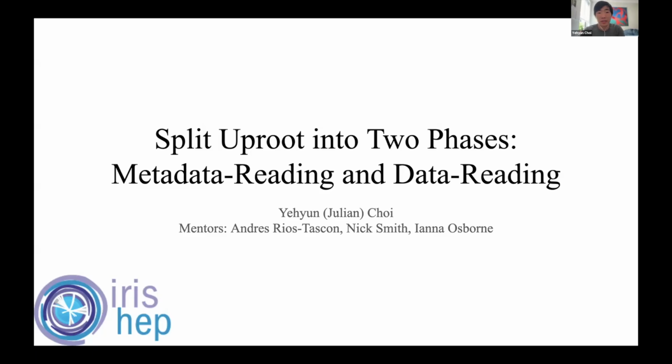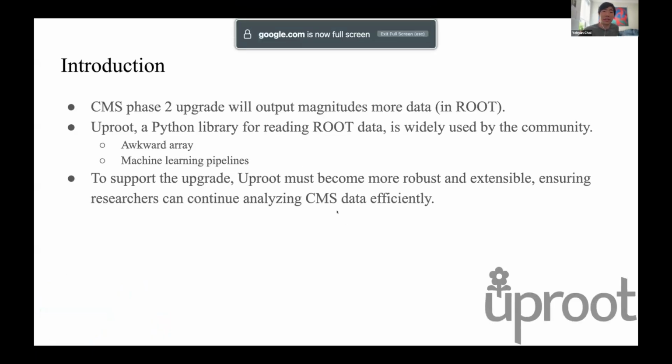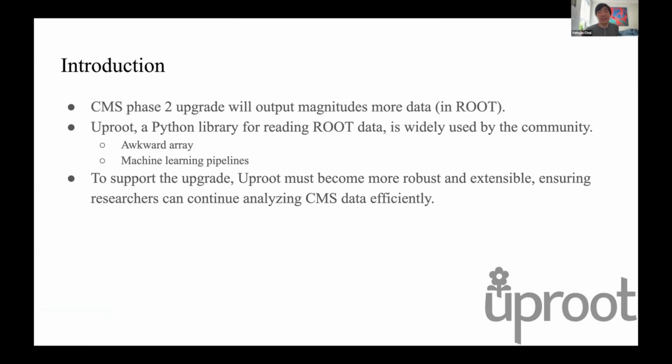To give an introduction on the context, we're going to have a CMS phase 2 upgrade, and that's going to output a lot of data, I think over 10 times the data that we have now. And Uproot, which is a Python library for reading root data, is widely used. To support the upgrade, Uproot has to be more robust and extensible. So there is a lot of work to be done there.